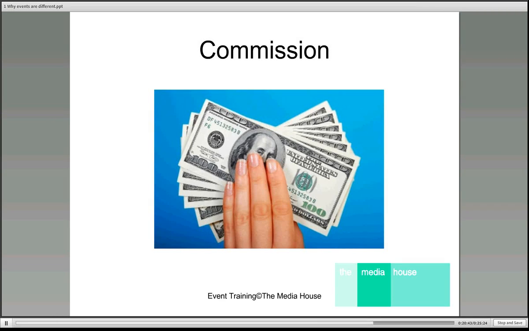Now, I also want to touch on the issue of commission. The events industry is not unique in that it pays commission in many areas. However, you'd be surprised just how widespread the payment of commission is. Now, I'm certainly not going to criticize the model because it can be very, very effective.